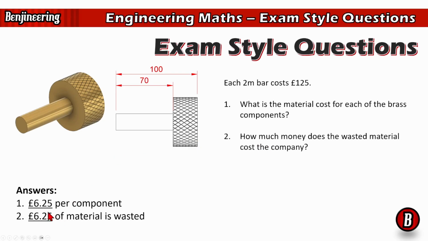And the way I did this was you take £125 and divide that by 2,000 to work out the price per millimetre. So once I've got the price per millimetre, I just multiply that by 100 to get the cost of this.